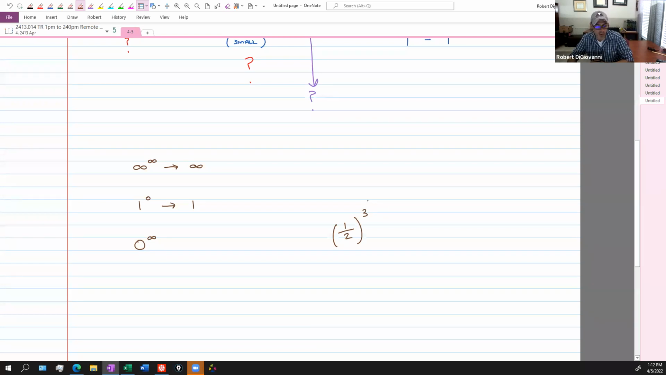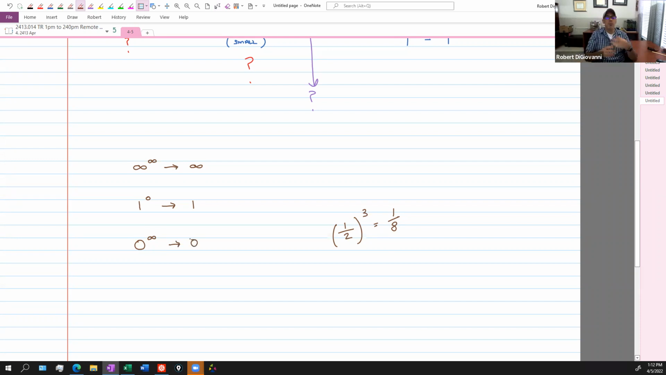So you have a small number raised to a big number. This would become 1/2 times 1/2 times 1/2. That's 1/8. That's smaller than what it started as, right? It started as 1/2, cubed it. Now it's 1/8. It's smaller. So again, the base is like, hey, I want to be small. And the exponent is like, hey, I'm going to keep multiplying you times yourself, and you're going to get smaller and smaller and smaller. So this is just going to head to 0.